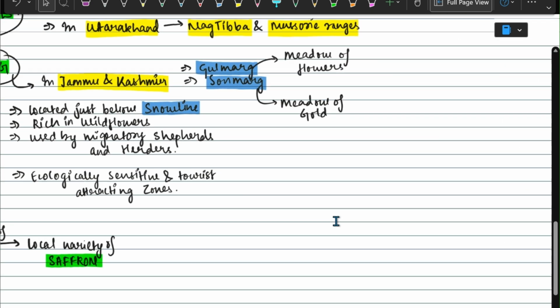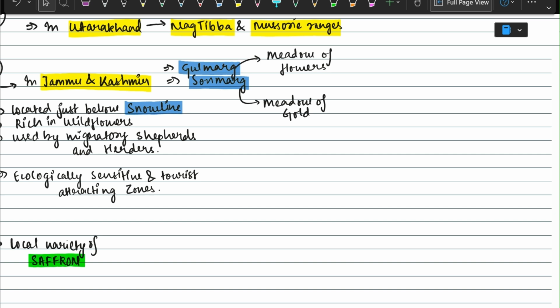Now, let's understand what snowline actually is. Well, the snow line is nothing but the altitude above which the snow persists throughout the year, and it varies between the eastern and western Himalayas due to the climate differences, and we'll cover that further in the video.